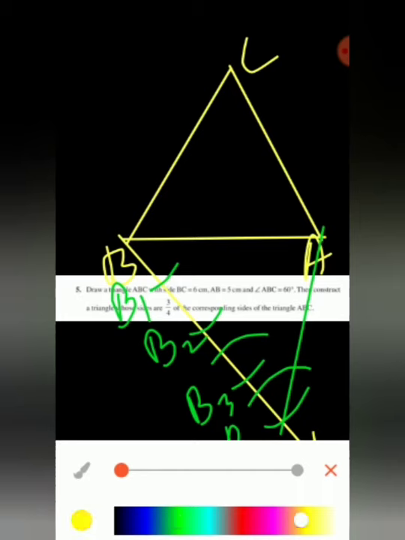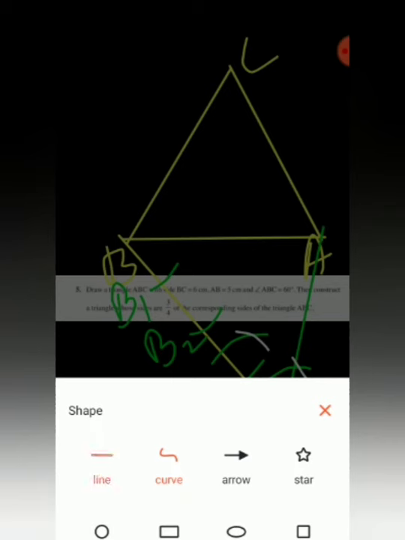After joining B4A, from point B4 you take an arc, and with the same measurement you take an arc from B3. Now you measure the distance from here to here and make an arc here like this. After making an arc there, you join B3 to that arc like this. You will get a line which is parallel to B4A.